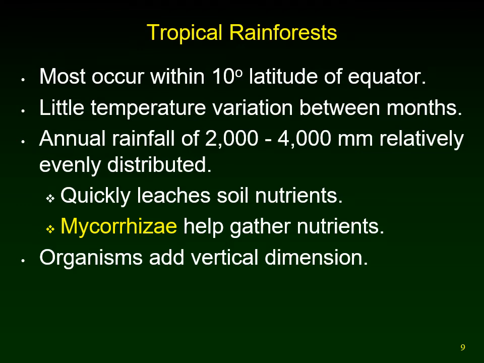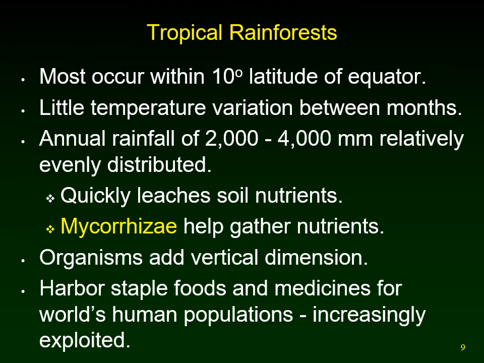Because of the rapid growth, you get these very large trees, and this is definitely a very three-dimensional biome. So the organisms, the plants, add a third dimension. You can be living in different layers up towards the sun, and you're not walking around on a flat biome like in a grassland. You have a lot of vertical dimension in the tropical rainforest.